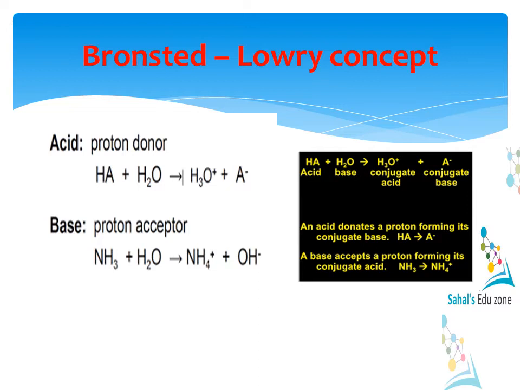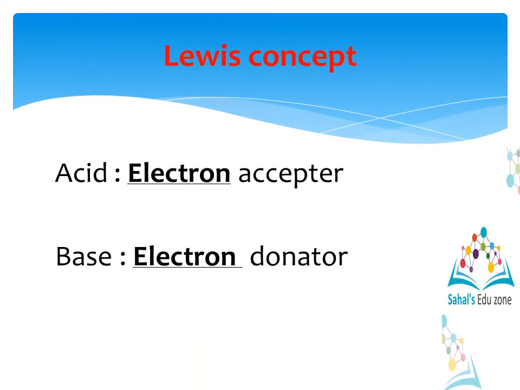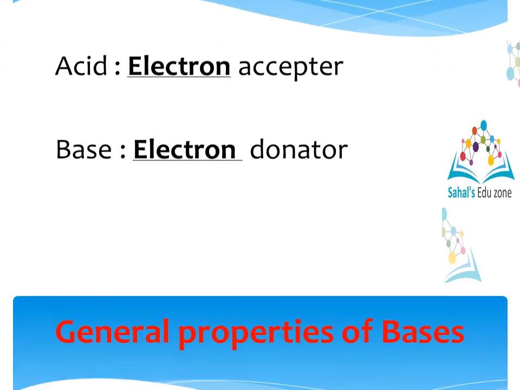An acid donates a proton forming its conjugate base. A base accepts a proton forming its conjugate acid. If a substance can behave both as a Bronsted-Lowry acid and as a Bronsted-Lowry base, then it is called amphoteric. Water has this ability. Lewis concept: an acid is an electron acceptor and a base is an electron donor.